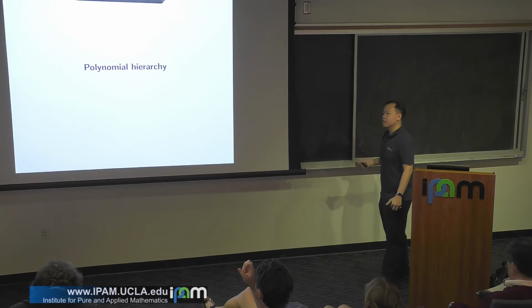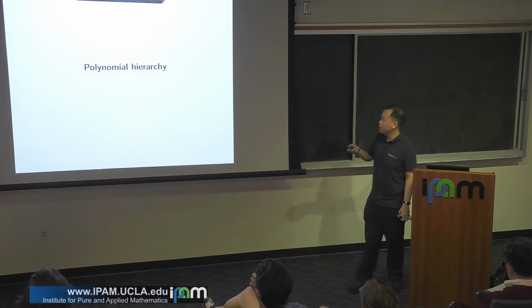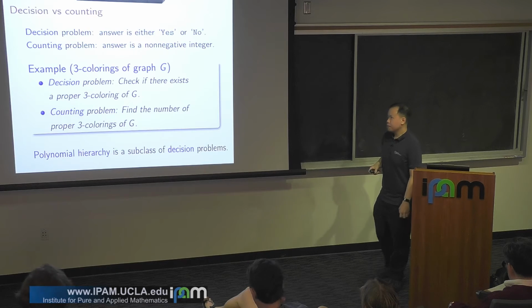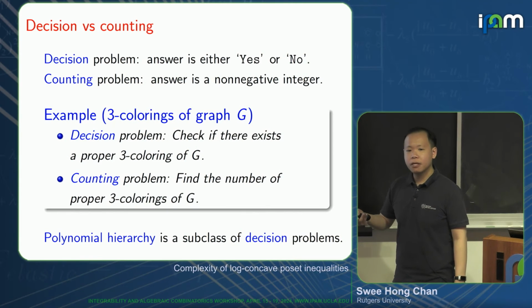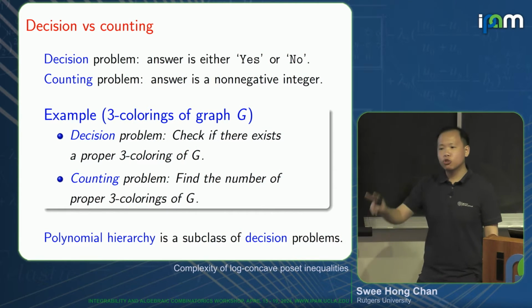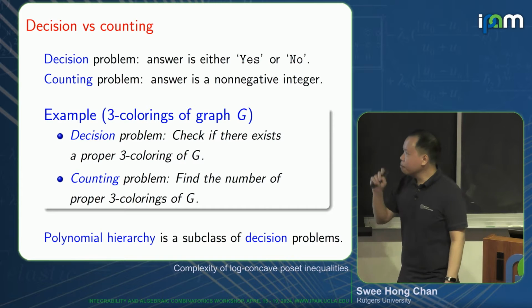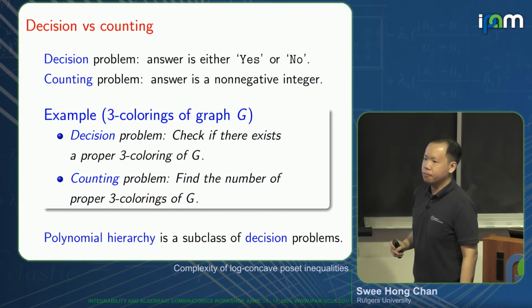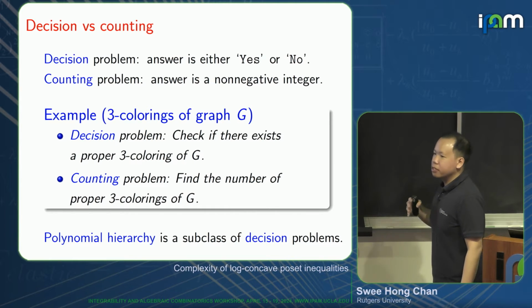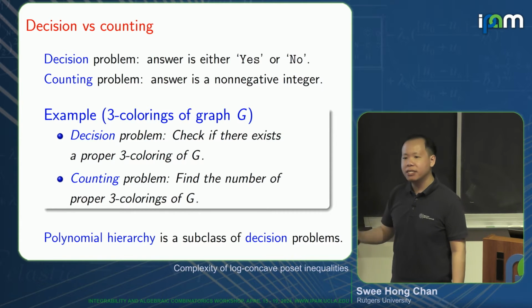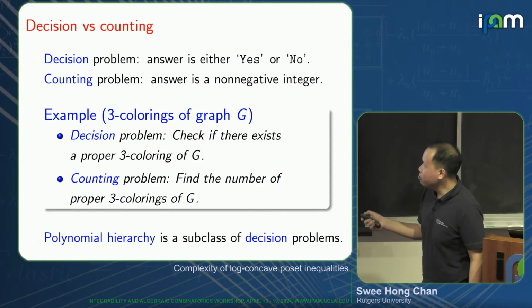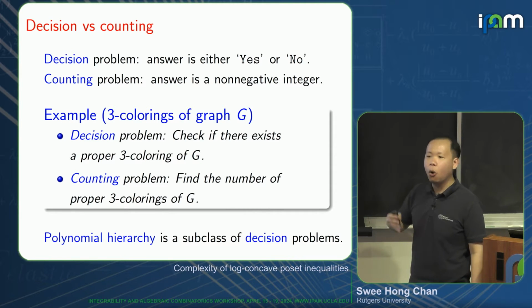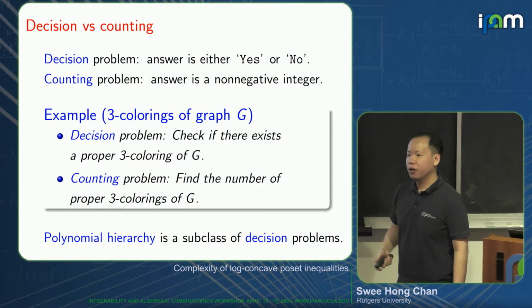Okay, if that's good, let me define the polynomial hierarchy in the following way. The polynomial hierarchy is part of what is called complexity theory. Today we will only care about two types of problems: the decision problem and the counting problem. Decision problems are problems where the answer is always either yes or no. You are not allowed to say maybe. While a counting problem is a problem where the answer will always be a non-negative number.